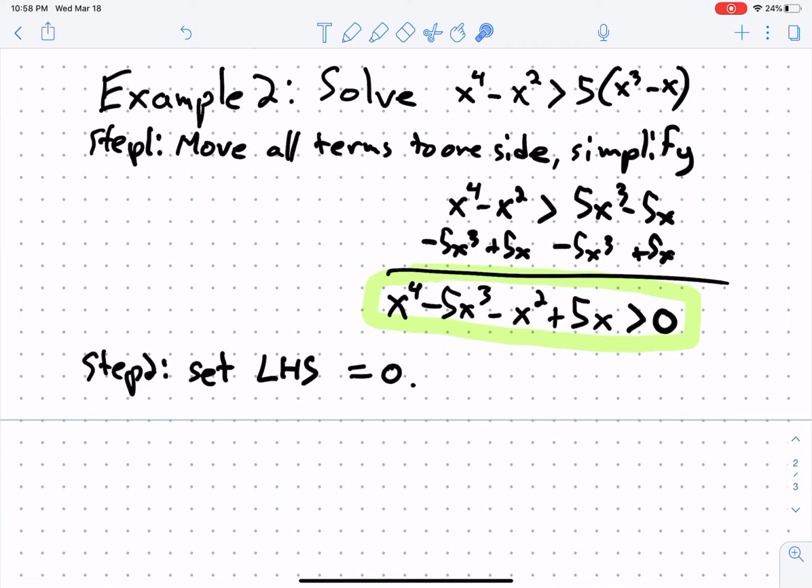And the idea is that this function on the left, x to the 4th minus 5x cubed minus x squared plus 5x, sometimes that thing is going to be positive, which is what we want. Sometimes it's going to be negative, which we don't want. And then in between those, it's going to have to cross the x-axis, and those are the places where it equals 0. And it's those crossing points that we're finding now. This is why we set it equal to 0.